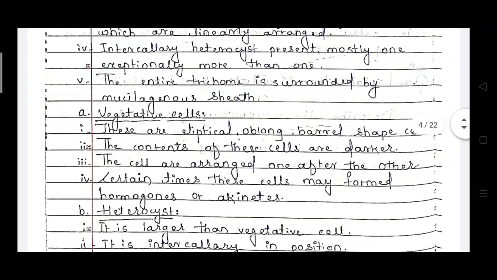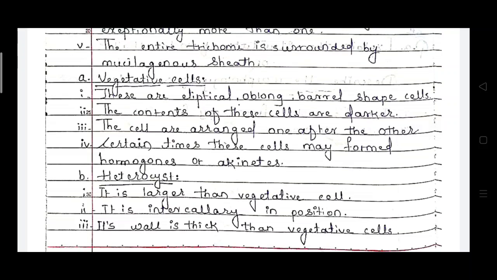So these vegetative cells are elliptical, oblong or barrel shaped, and they are arranged one after the other. At certain times these cells may form hormogonia or akinetes. So these vegetative cells are modified in unfavorable conditions and they form hormogonia and akinetes.